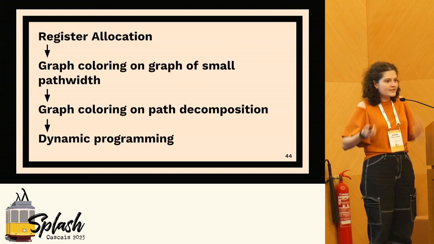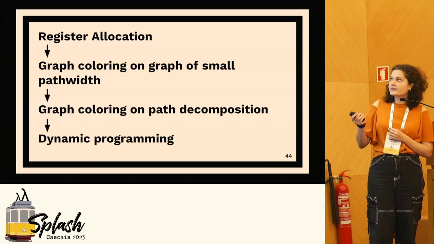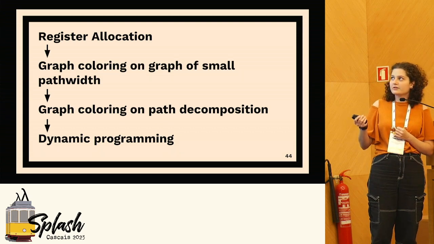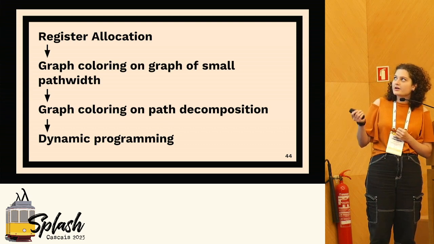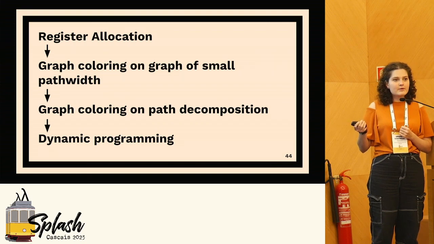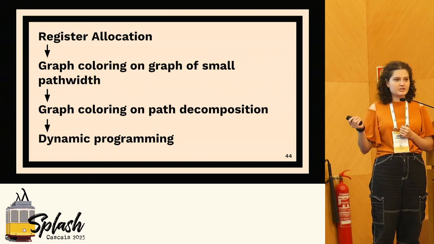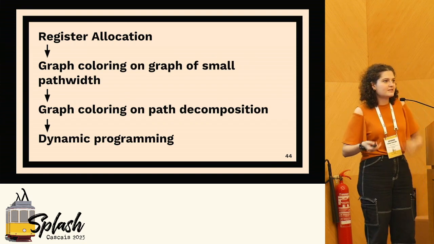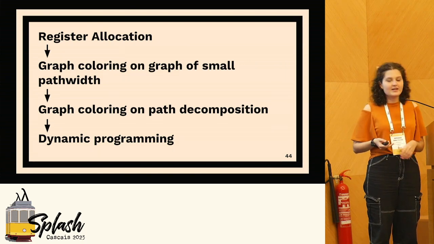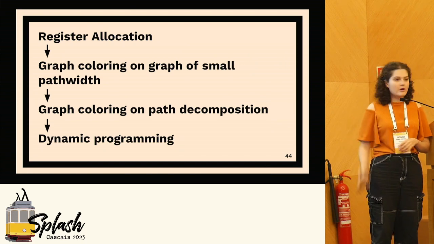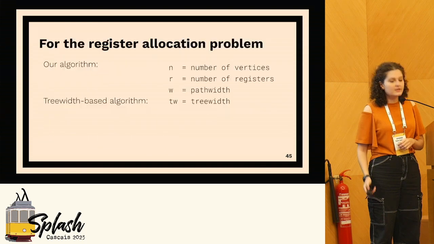Okay, so now we can solve register allocation. We know that register allocation can be reduced to graph coloring. And this is going to be graph coloring on a graph of small path width. And now we just need to solve graph coloring on path decompositions. And this is essentially going to be a variant on graph coloring on an array. And we can solve it pretty straightforwardly with dynamic programming.